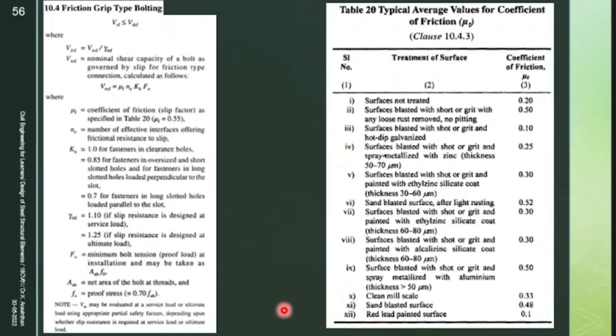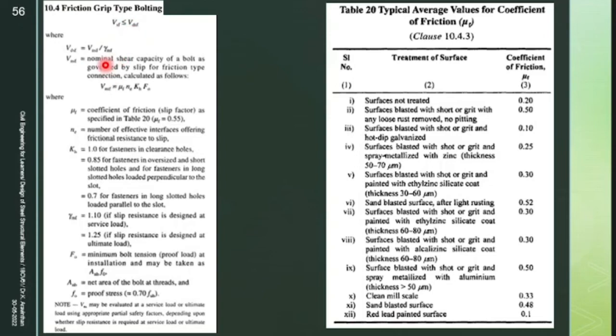Yes. Now let us go to the last topic in bolts: friction grip bolt. What are the criteria? This is given in clause 10.4. You take down your code book and refer to clause 10.4. If the given data indicates that we are using a high strength friction grip bolt, and they are giving the terminology, you have to use this formula.